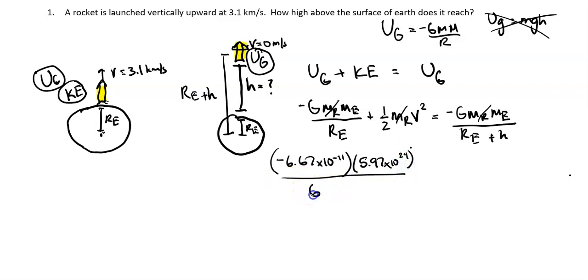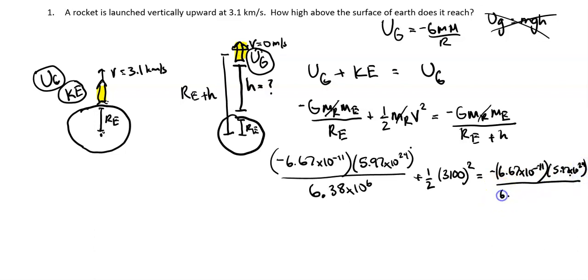Radius of Earth is 6.38 times 10 to the 6th, plus 1/2. Velocity is 3.1 kilometers per second. We need that in meters per second, and that's going to be 3100 squared equals negative 6.67 times 10 to the negative 11, 5.97 times 10 to the 24th, over radius of the Earth at 6.38 times 10 to the 6th, plus this is the height we want to find. Cool. So now we go through a lot of math, and then we can get the H.